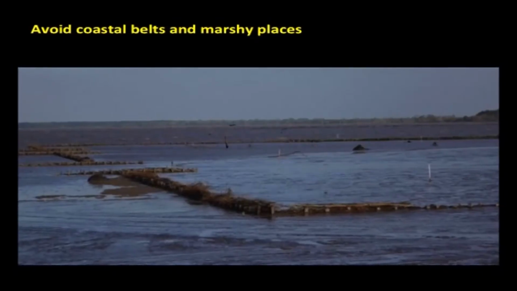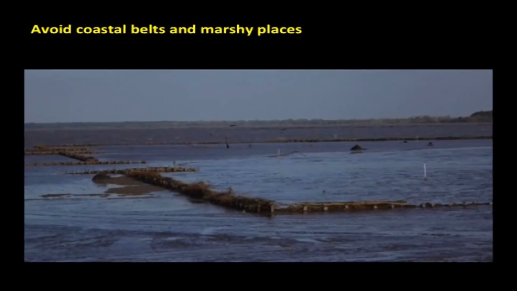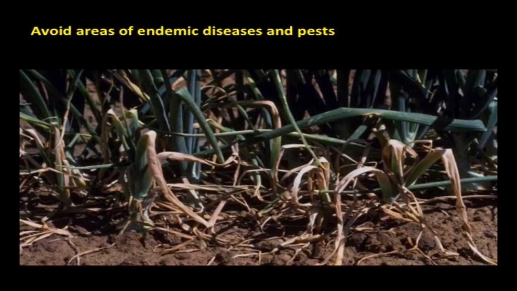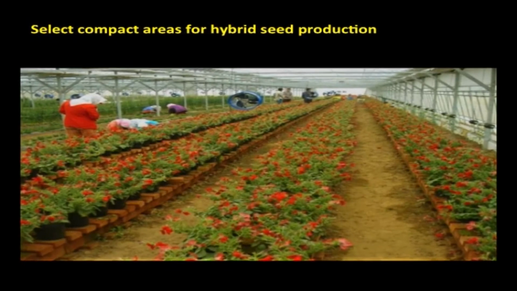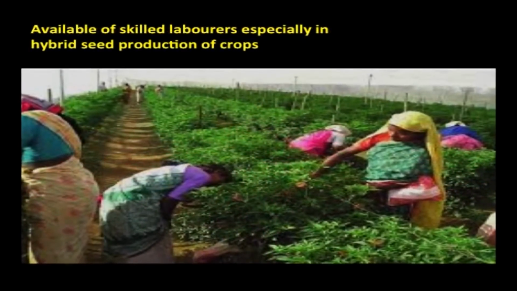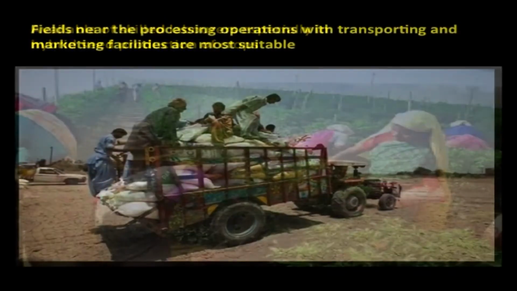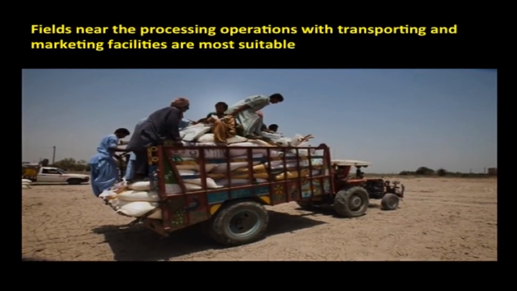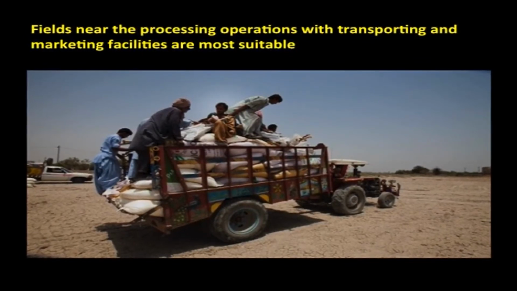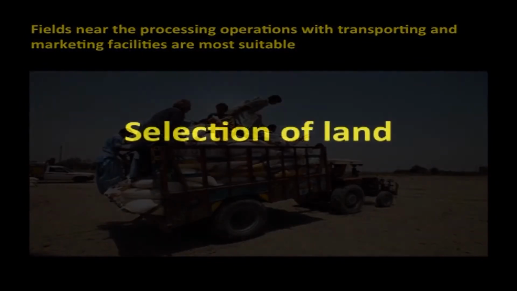Then avoid coastal belt and marshy places. Avoid areas of endemic disease and pest. Then select compact area and also skilled laborers, especially for hybrid seed production. The processing unit with the transporting and marketing facilities near the seed production area are most suitable.